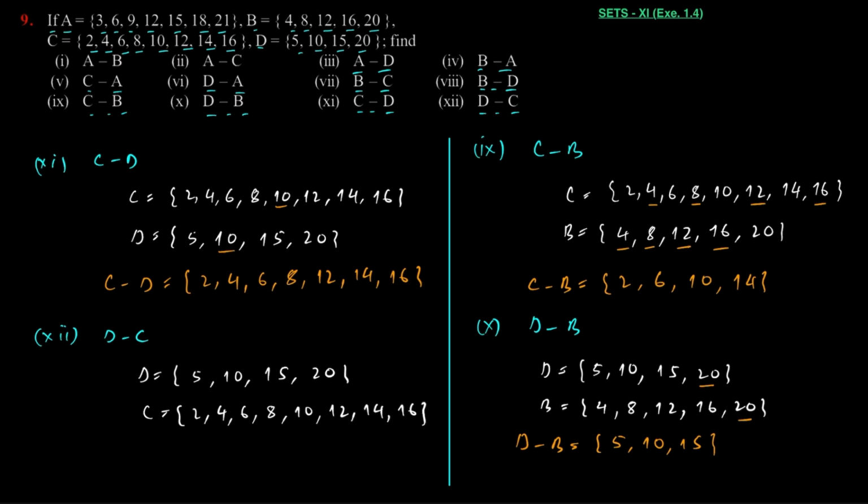So what are the common elements? Here again we have only one common element, that is 10. So what will be D minus C? It will be having elements as 5, 15, and 20.